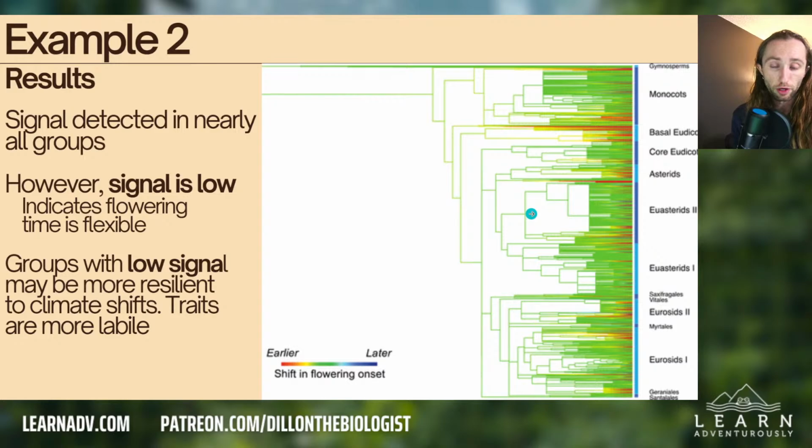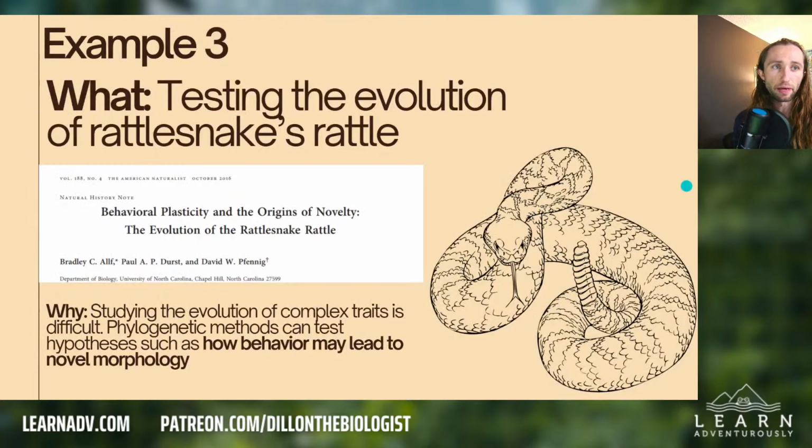And the last one is actually the paper that kind of inspired me to make this because I thought it was such an amazing use of signal. What they're doing in this paper, Behavioral Plasticity and the Origins of Novelty, they are testing the evolution of the rattlesnake's rattle. How did the rattlesnake even get its rattle?